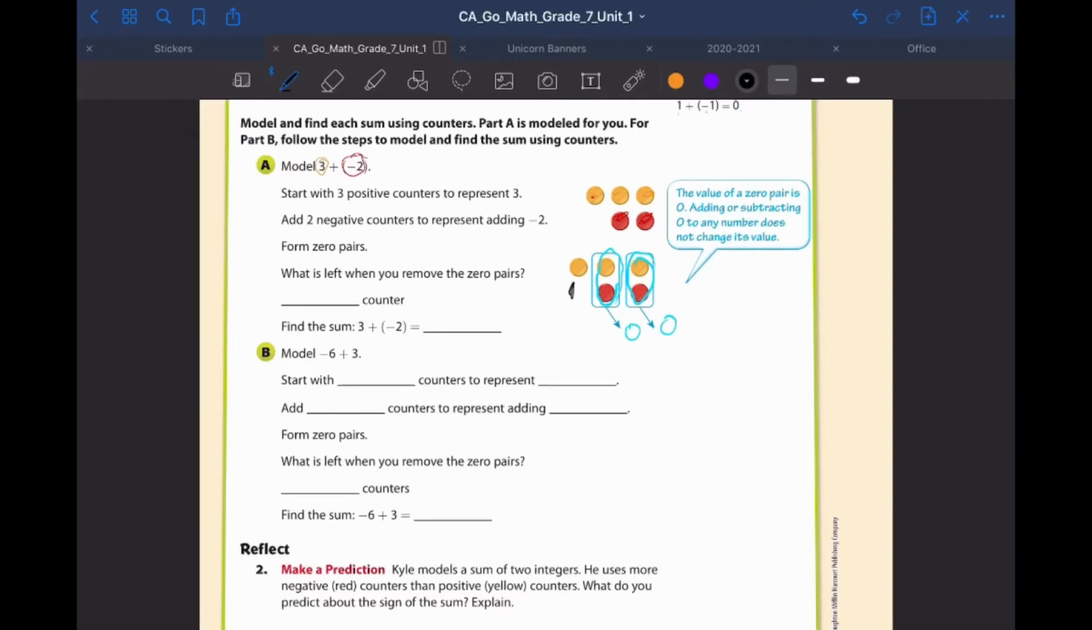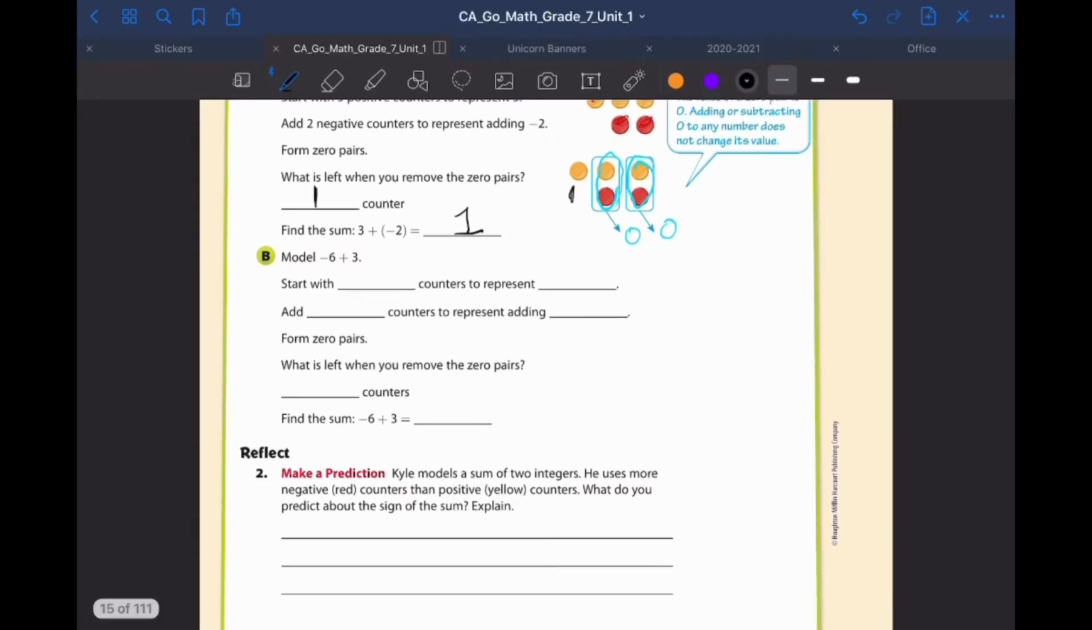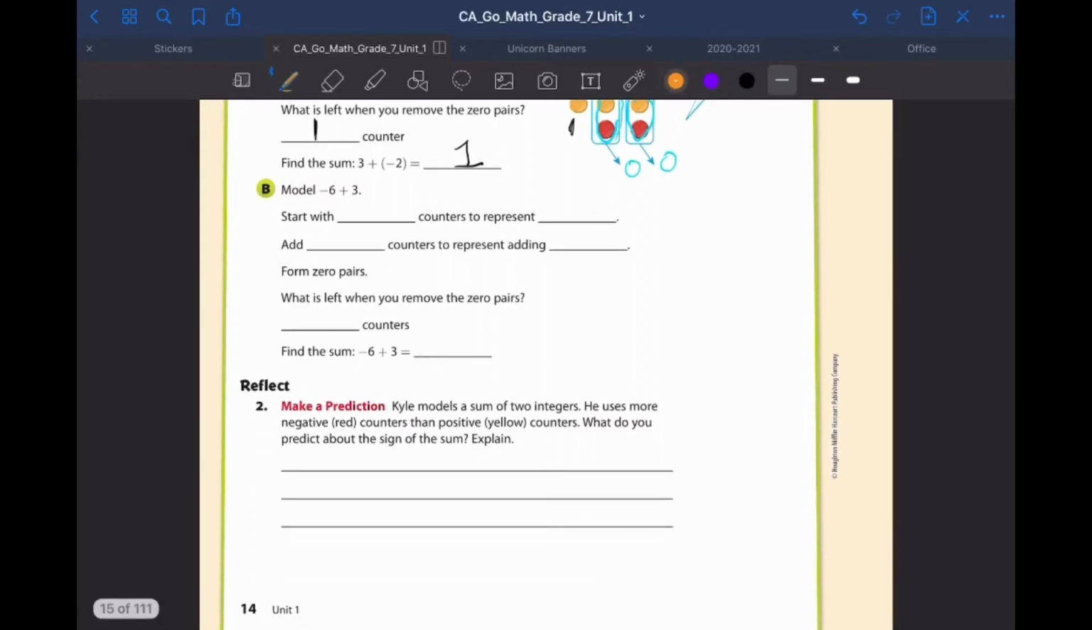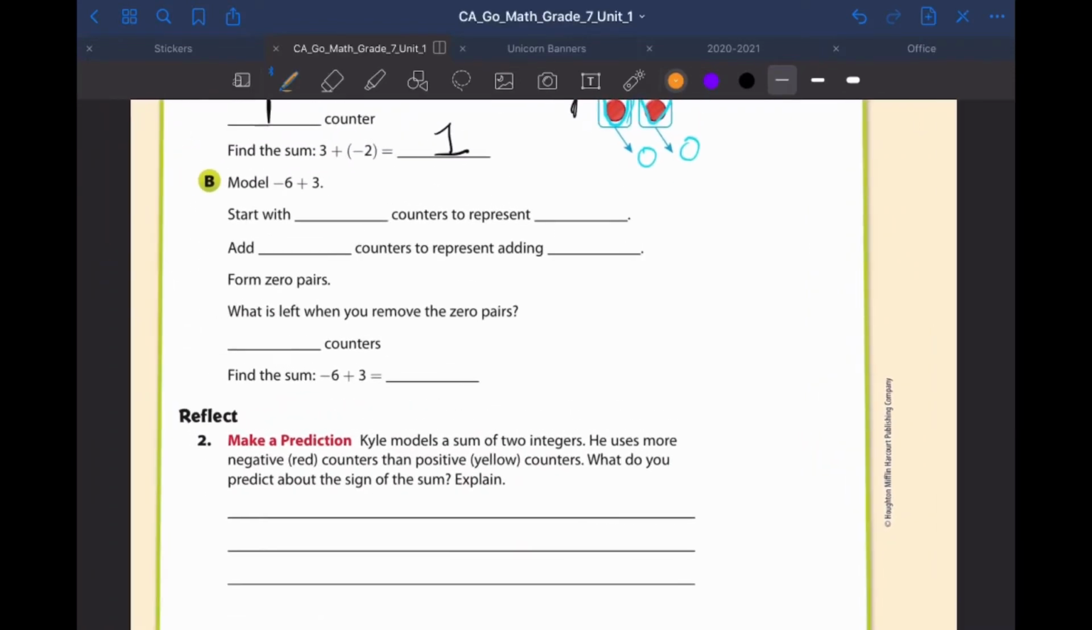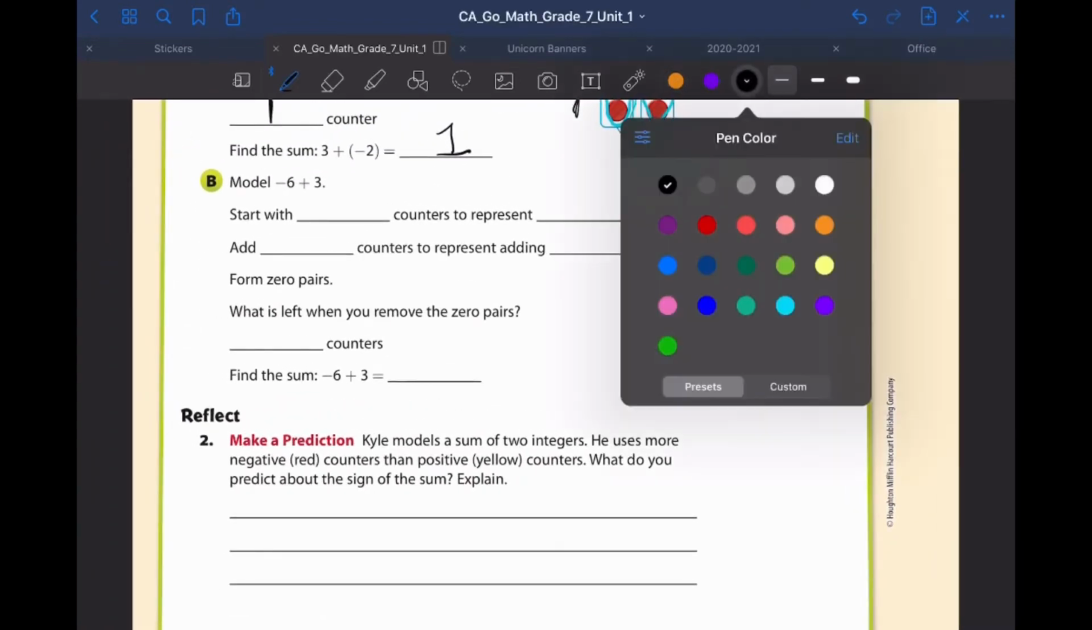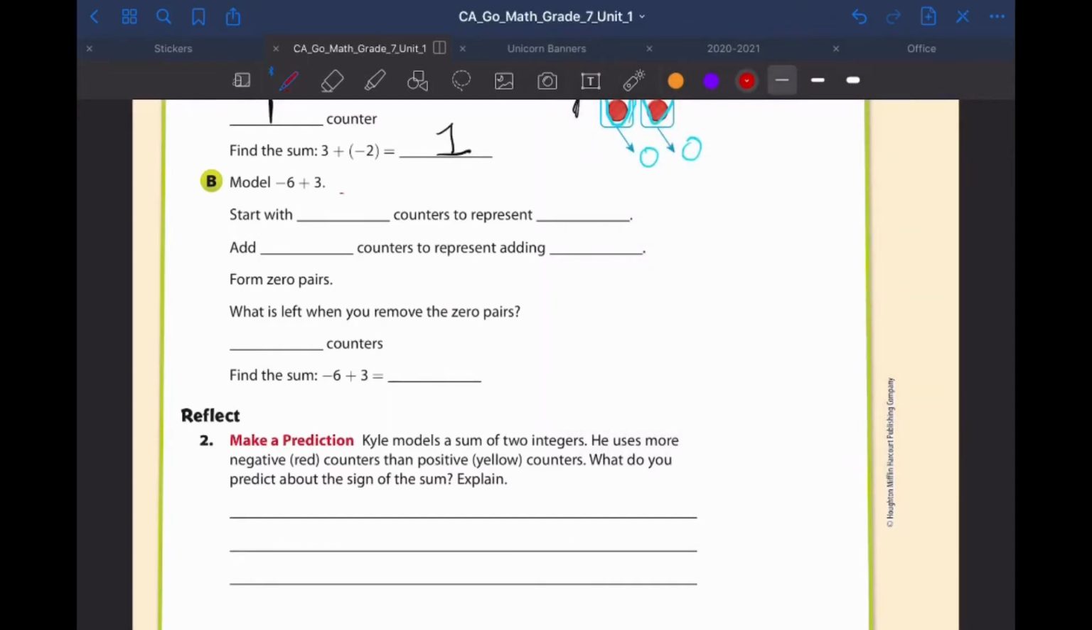So what is left when you remove the 0 pairs? 1 counter. And the counter is yellow, that means your answer is positive 1. Okay, so now we move to the next one. Model negative 6 plus 3. You start with 6 red counters. 1, 2, 3, 4, 5, 6 to represent negative 6. And then you are going to add 3 counters. 1, 2, 3 to represent adding the positive 3.